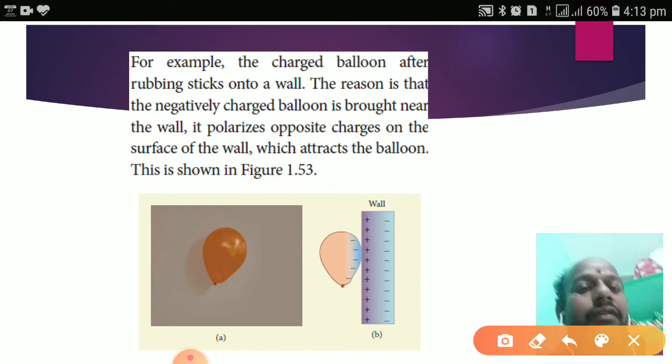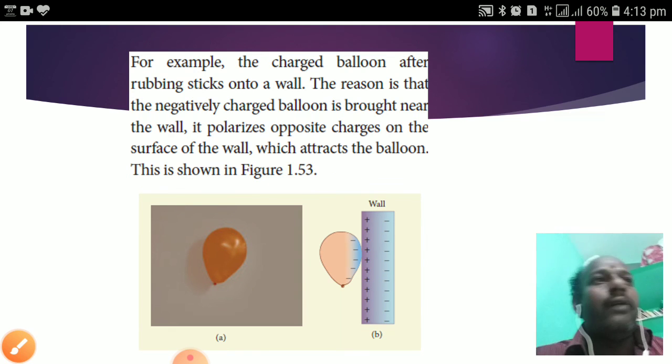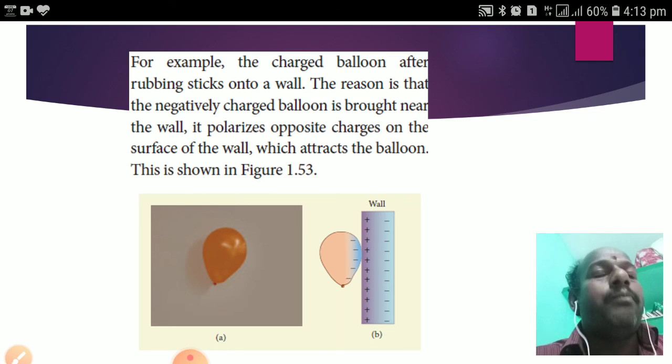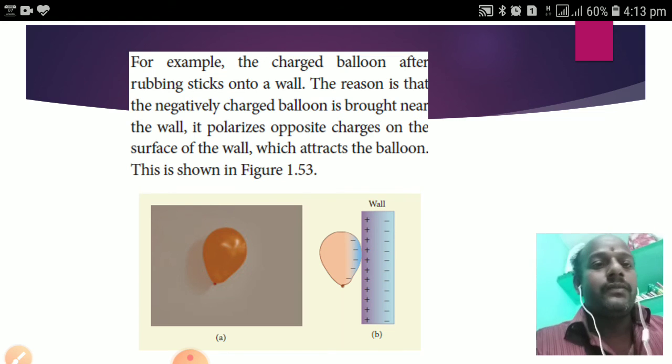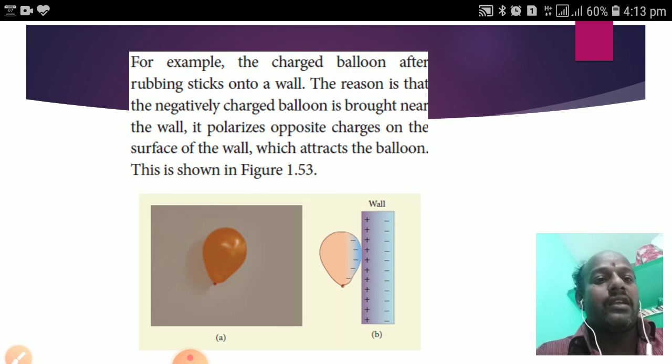Now we can see the diagram. The same experience we can have when I rub a plastic sheet, or when I rub pith balls or a polystyrene ball. It will be sticky when it is rubbed or disturbed. So this is the conclusion: what happens when a conductor is placed in an electric field, and when an insulator is placed in an electric field.